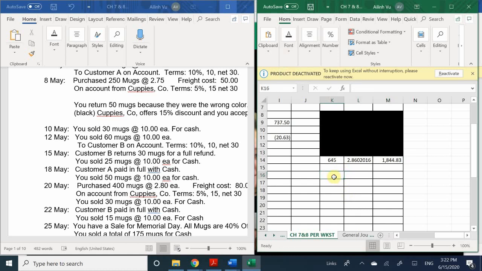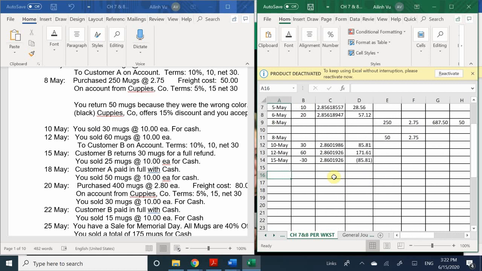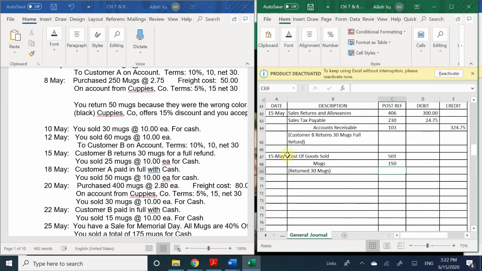Okay, so here, there you go. And now we adjusted our inventory. We added back our cost of goods sold. So now I'm going to edit my journal for $85.81. Okay. And let's go ahead and complete this last one and then we'll go on our break.